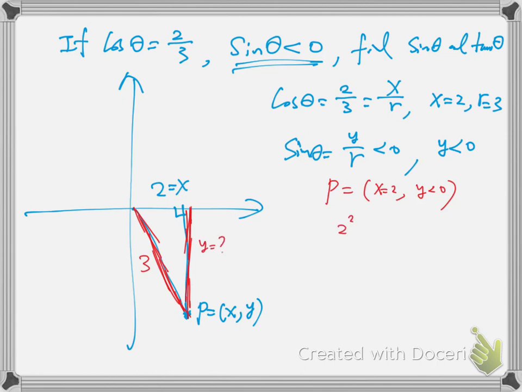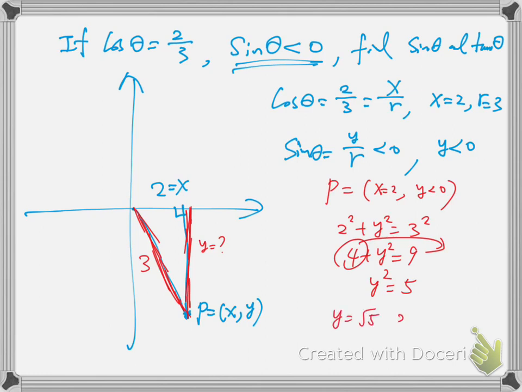So we know 2 squared plus y squared is 3 squared. So 4 plus y squared is 9. y squared is 9 minus 4, which is 5. So y is the square root of 5, or y is negative square root of 5. Take the square root. And we know y is negative, so it's negative square root of 5.